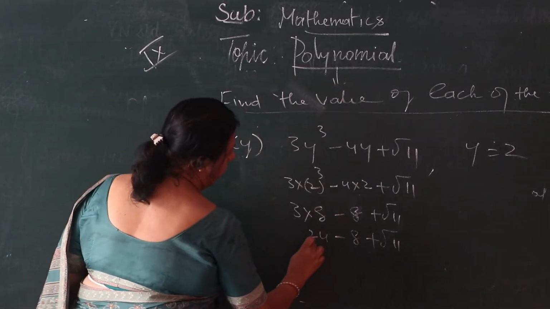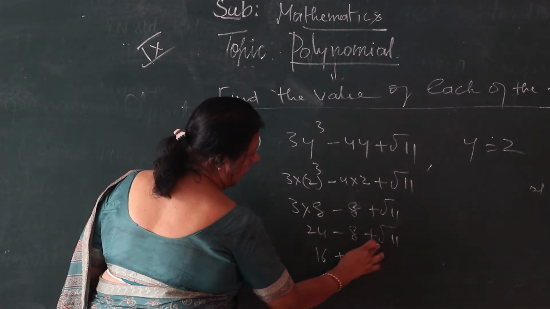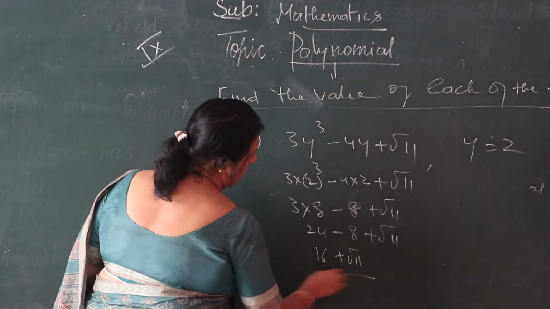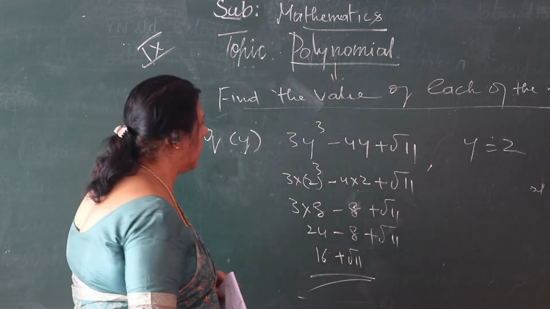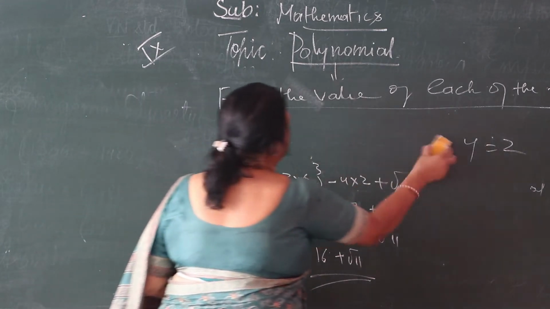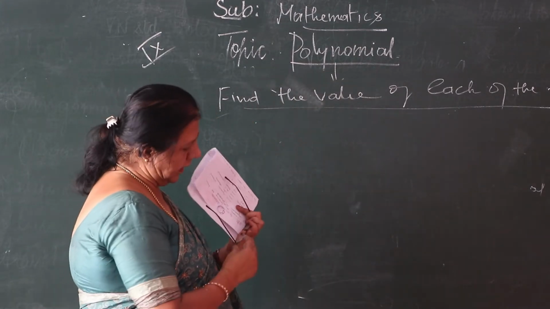So now 24 minus 8, how much? 16 plus root of 11. So this is the answer. This is the way you have to find out. Another sum also I will solve for you. No confusion. This is the type you will get in the test.